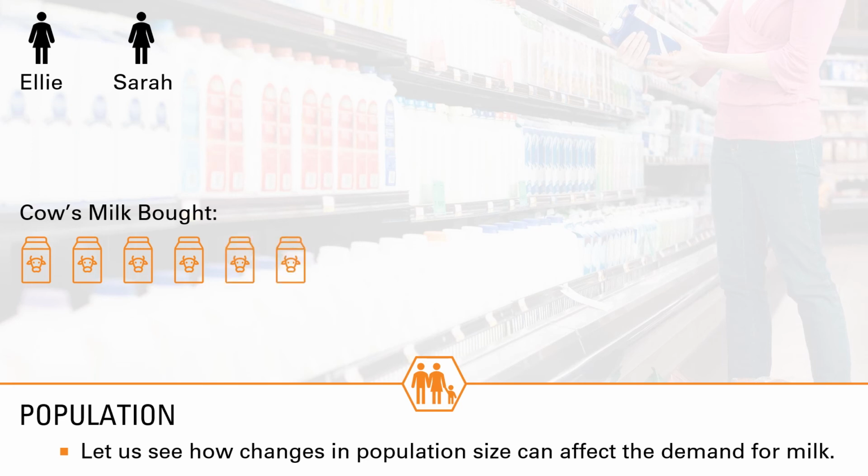So there's a total amount of milk bought. And the more people who come in, let's say there's Michael, he buys an extra jug of milk, even though he doesn't buy much.